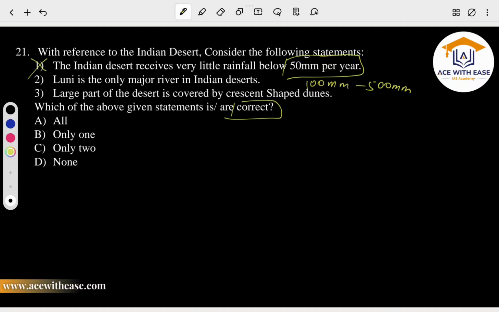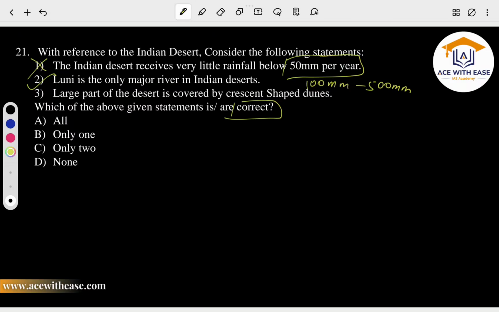Second statement, Luni is the only major river that is present in the Indian desert. Yes. The Luni river, which originates from the Aravalli range, is one river, and it is also an inland river, where it disappears in the salt marshes of the Rann of Kutch region. The second statement is a correct statement.